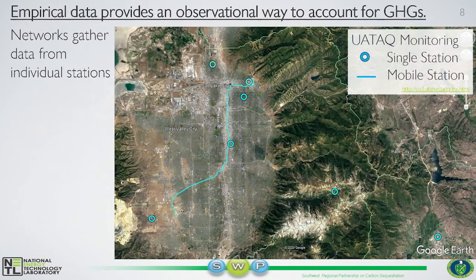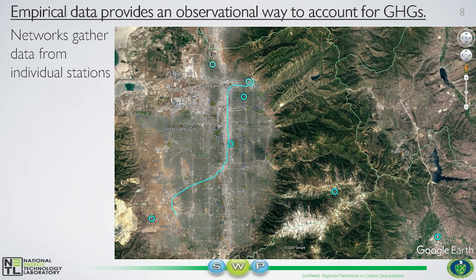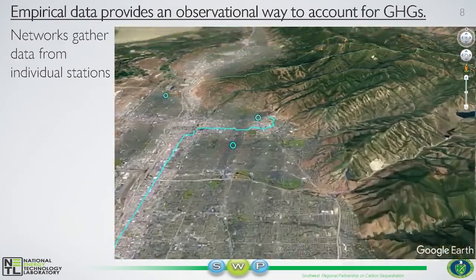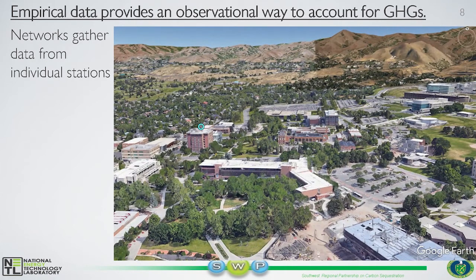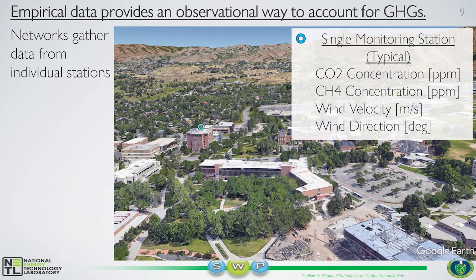Now, just like how global inventories are built on local and state estimates, sensor networks are only as reliable as their building blocks, which in this case are the single atmospheric stations making up the network. If we zoom in to the local level, we can see where many of these stations are placed. Here we can see a station on the roof of WBB at the University of Utah, which collects CO2 and CH4 data along with other weather variables, but we'll focus mostly on the wind. These measurements allow characterization of how air is moving and the GHG constituents present at the monitoring station.